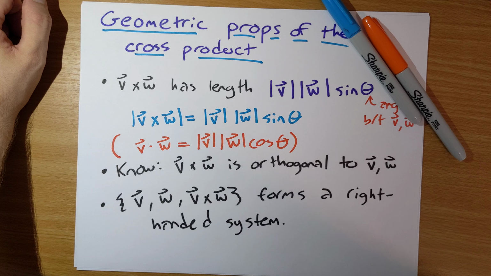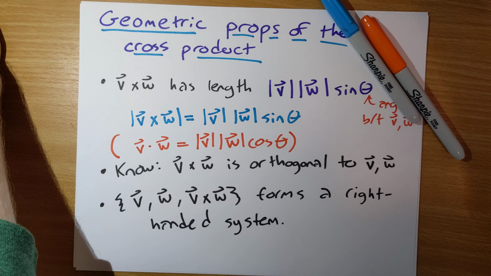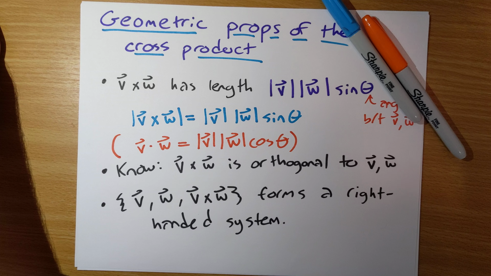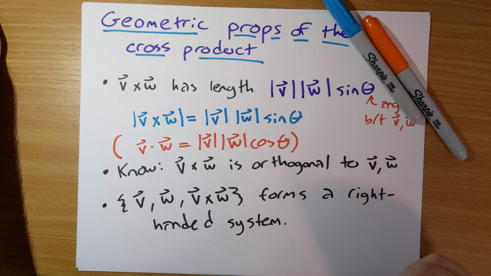So once again, remember that order definitely matters when you do the cross product. W cross V is the negative of V cross W. So order does matter here.